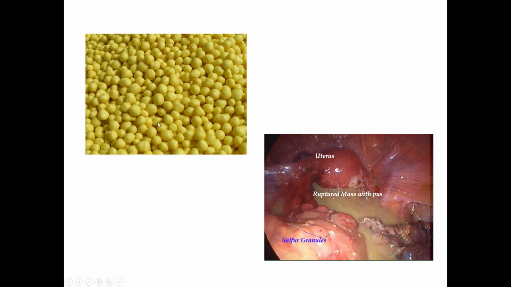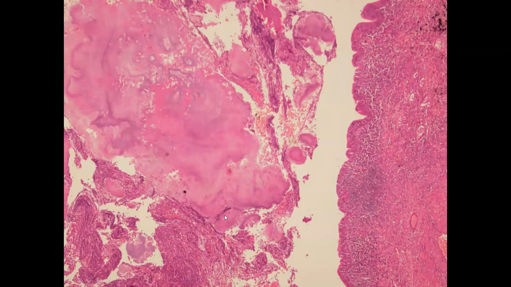Now, the second thing to understand here is actinomyces. The name mycosis has come because when they were initially discovered, they were thought to be a fungus. That is why they are called actinomycosis. But later on, it was found that they are not fungus and they are also bacilli.